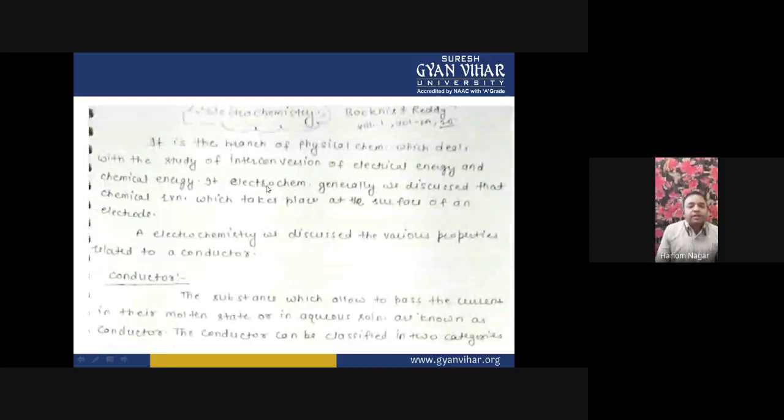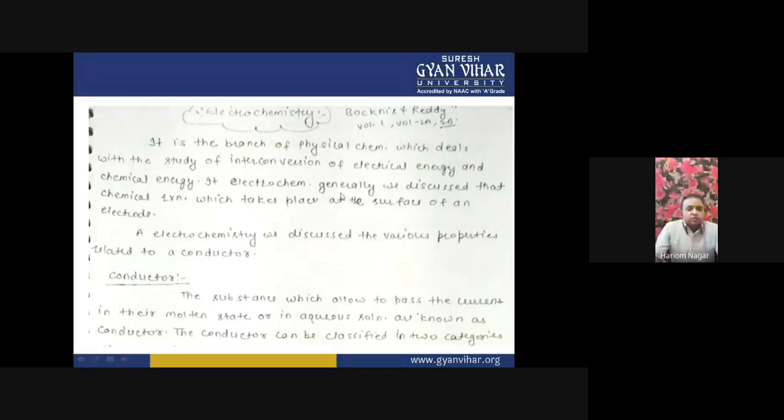Before understanding electrolytes, we should know the concept of electrochemistry, because electrolytes flow electricity. The study of electricity, its conduction, flow and generation, we do in chemistry, and that is called electrochemistry. This matter is taken from Bockris and Reddy, volumes 1 and 2. These are the authors, and their books include this study.